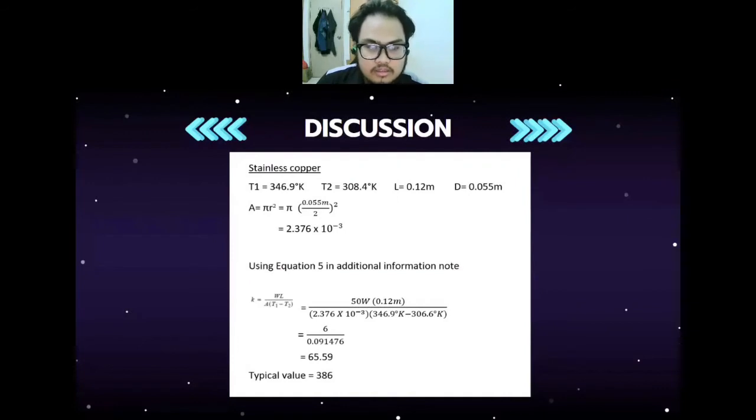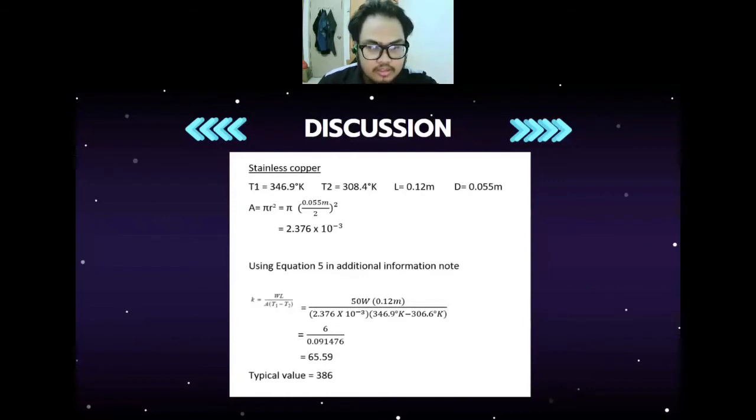Next is the stainless copper material. For the temperature, T1 we got 346.9 Kelvin. For T2 we get 308.4 Kelvin. The length is the same, 0.12 meter, and the diameter is the same, 0.055 meter. So we have to calculate the area again. We get 2.376 times 10 power of -3.